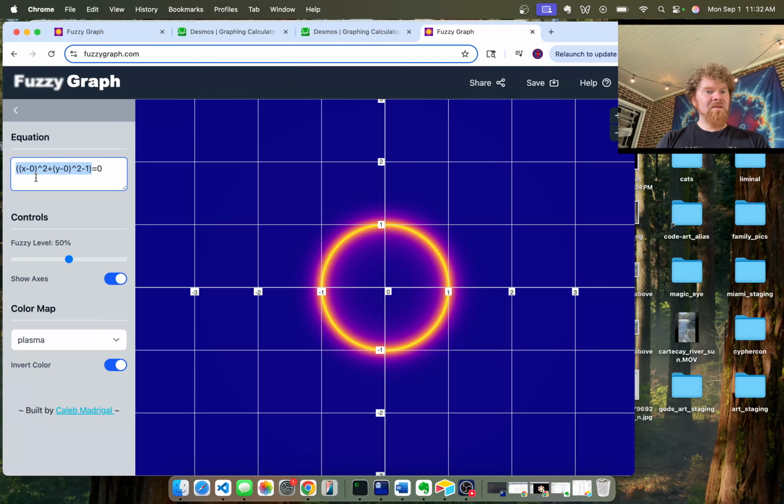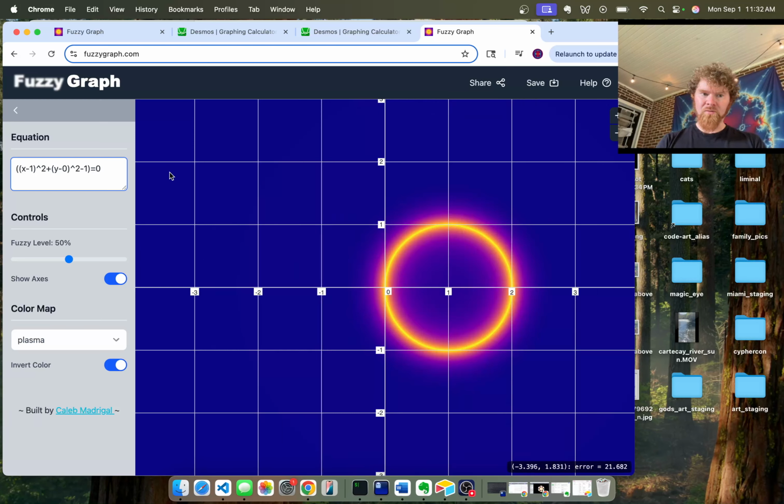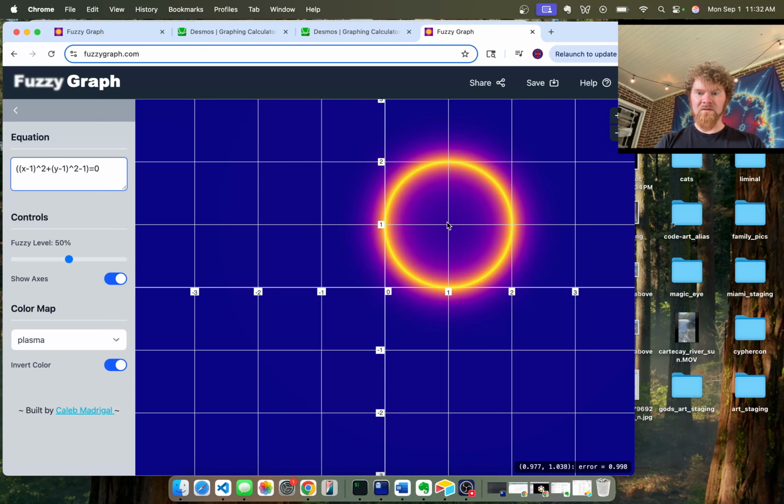So we can move a circle over. If we change this to x minus 1, for example, that's going to move the circle 1 to the right. If we do x minus 1 and y minus 1, that's going to move the center up here. So that's the core idea. The whole thing is just doing 7 circles and combining them in a mathematical way that's kind of interesting.